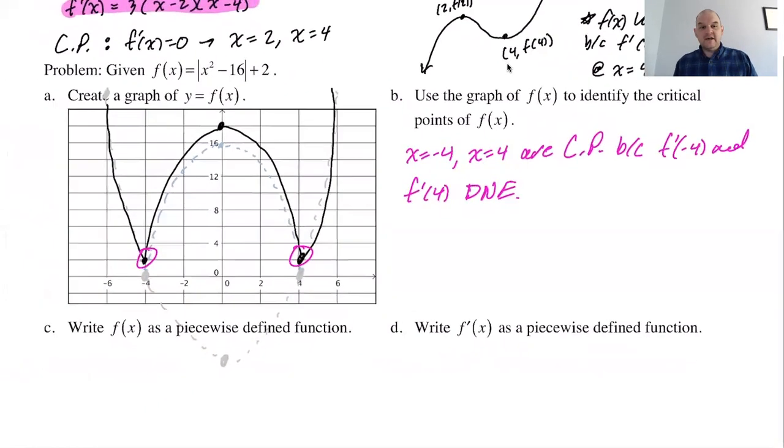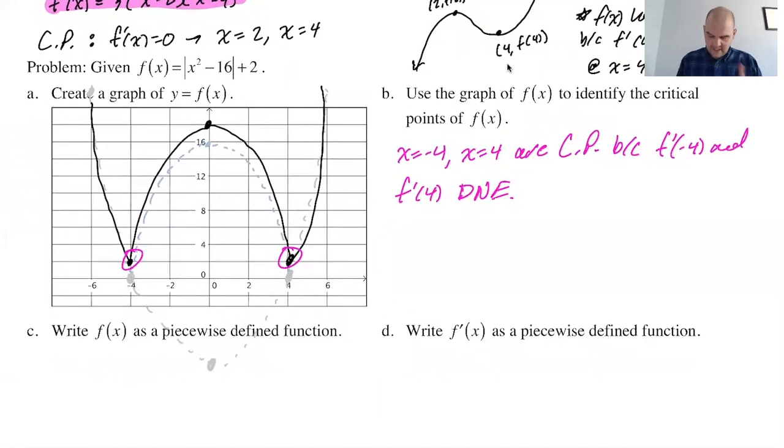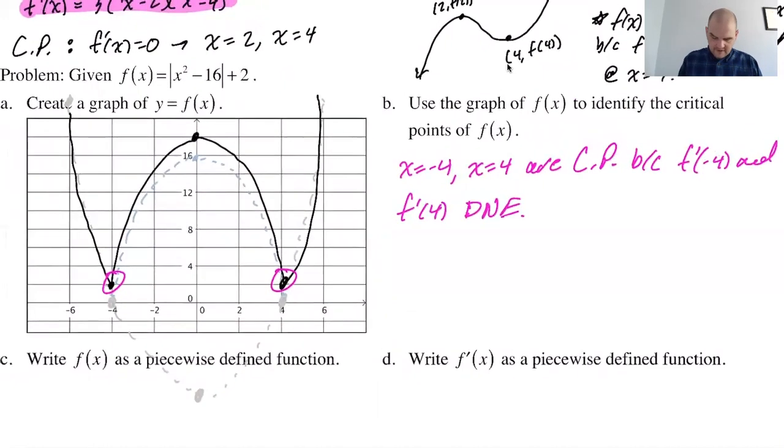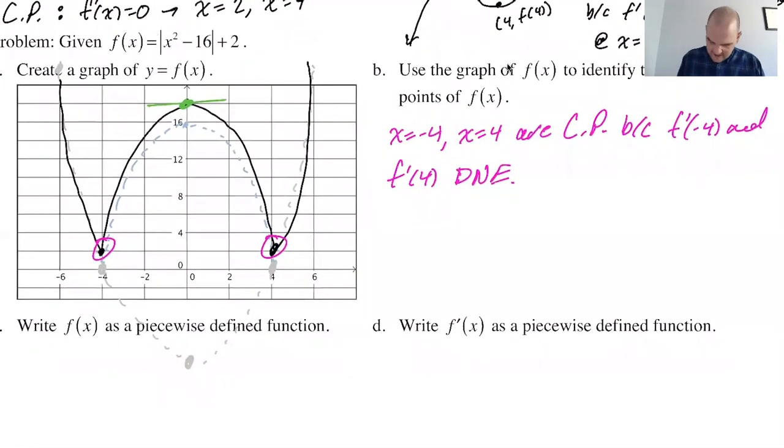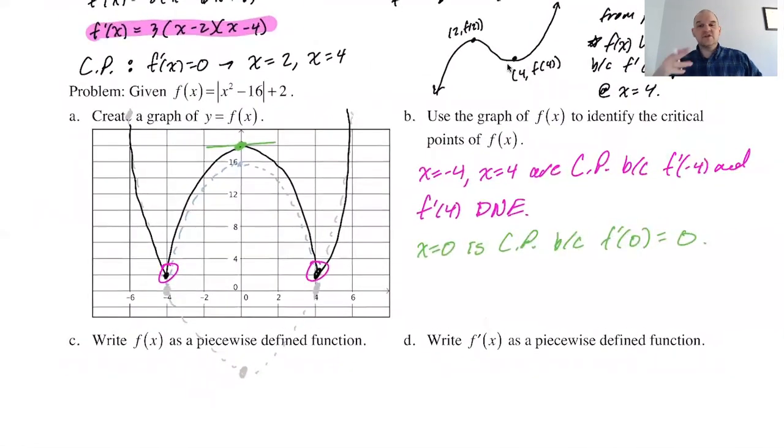Okay. Now, is there another critical point? Absolutely. The other critical point occurs here, where the function changes from increasing to decreasing, and there's a horizontal tangent line. If we sketch that in, we get a horizontal tangent line there. So I'm going to say that x equals 0 is a critical point because f prime of 0 is equal to 0, right? So we actually found 3 critical points, 2 of them because f prime doesn't exist, one of them because f prime is equal to 0.